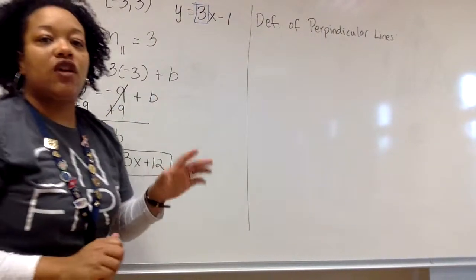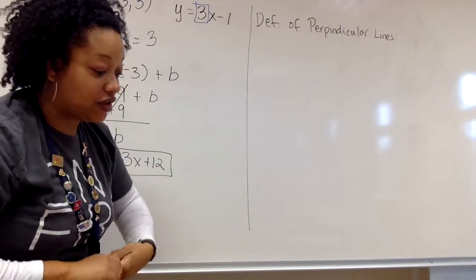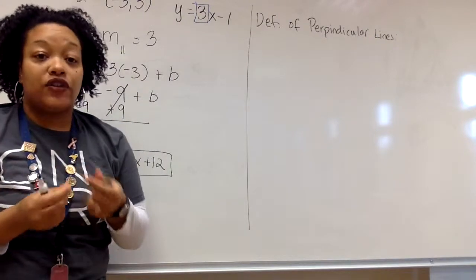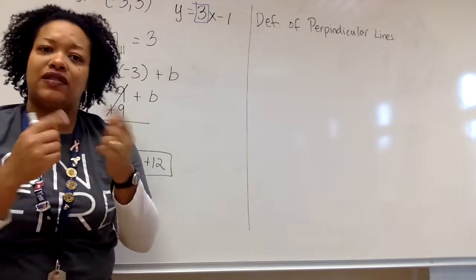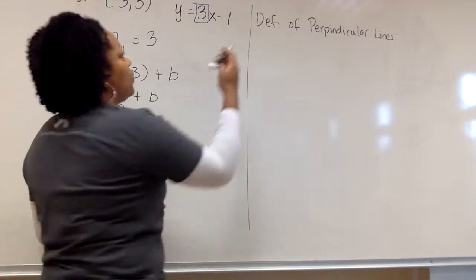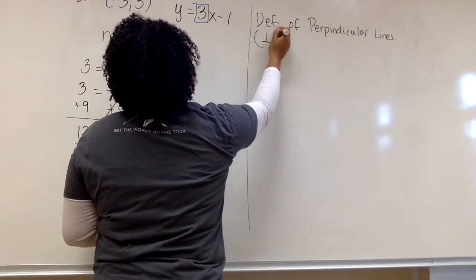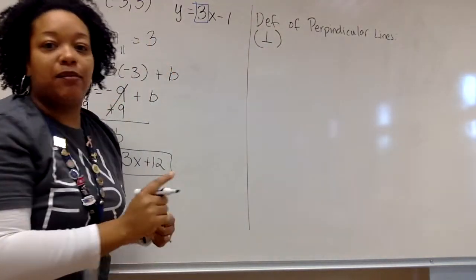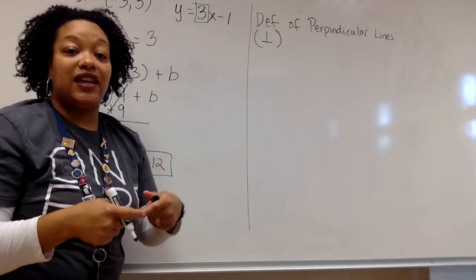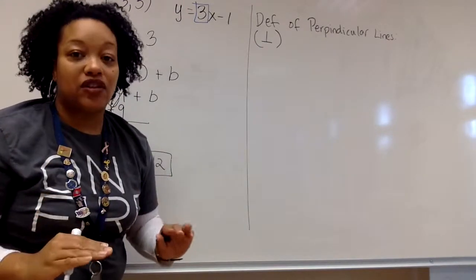All right. So let's start with the definition of perpendicular lines. The geometric symbol for perpendicular is like an upside down T. So it kind of looks like this. You'll see this symbol when we're doing these problems to indicate this is the equation of a perpendicular line.